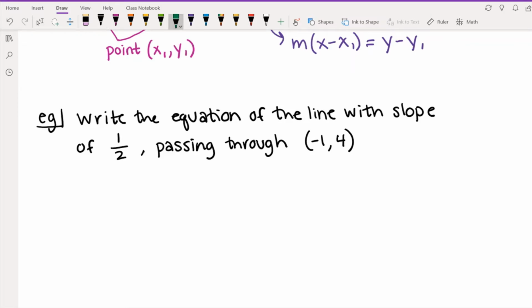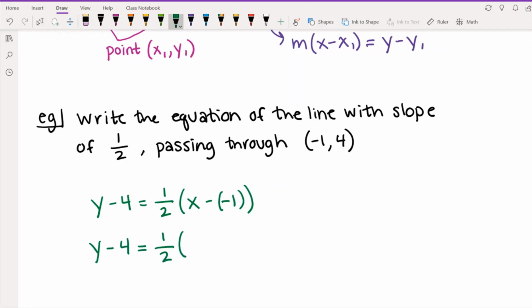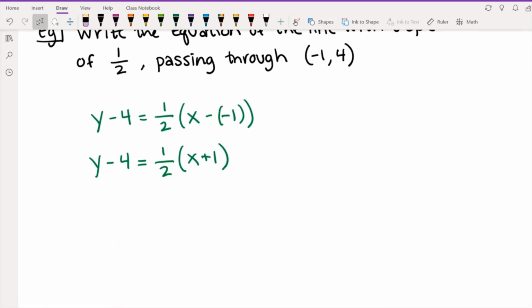Well, we would just use that point slope form. So we would just say, okay, y minus, and our y coordinate in this case is 4, is equal to 1/2 times x minus -1. So you're just taking the y coordinate, plugging that in for y1, taking the x coordinate, plugging that in for x1. And so we can simplify this as y minus 4 is equal to 1/2 times x plus 1. And so this is fine. This is a legitimate answer.